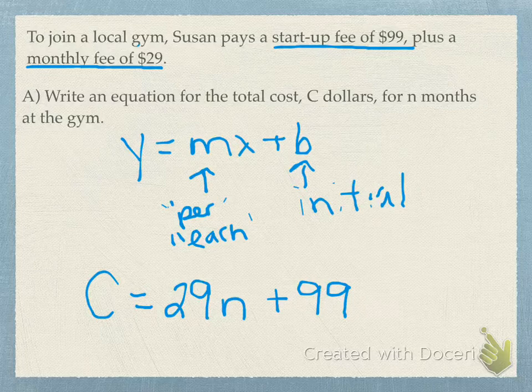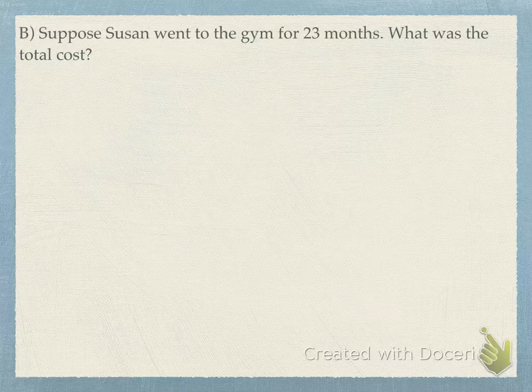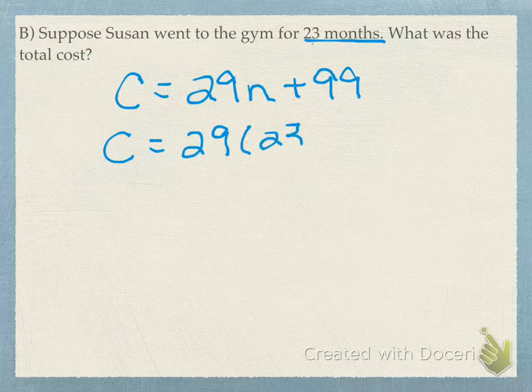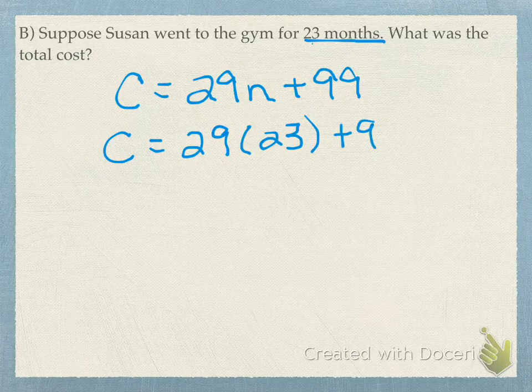Well, using that equation, we'll have to answer some questions. So, for instance, suppose Susan went to the gym for 23 months. What is the total cost? Well, if I write down the equation that I just came up with, 23 months, that is my n. So I'm going to substitute the number 23 wherever I see an n, and I'm going to work it out.